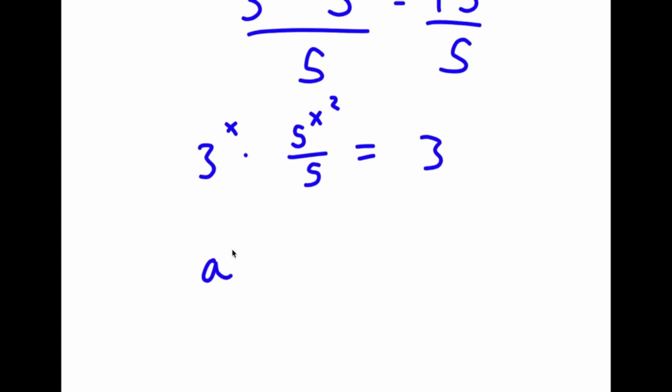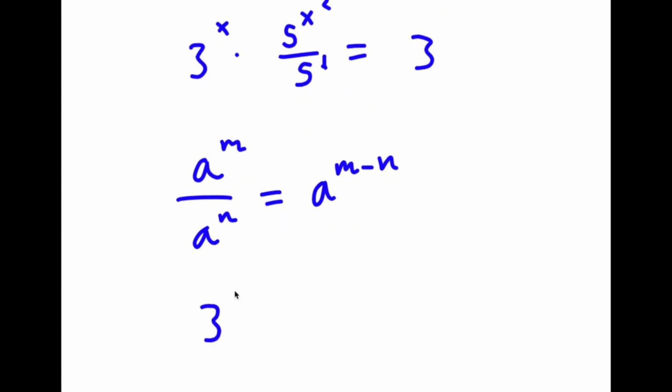Now if I have something in the form a to the power of m over a to the power of n, this is equal to a to the power of m minus n. So in this case, 5 is the same thing as 5 to the power of 1, and 5 to the power of x squared over 5 to the power of 1, that's going to equal 5 to the power of x squared minus 1, which is equal to 3.